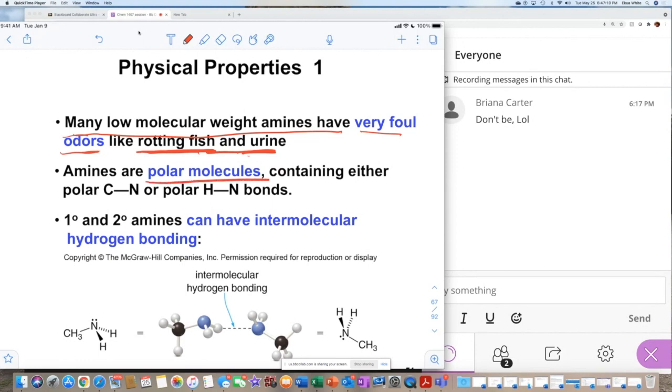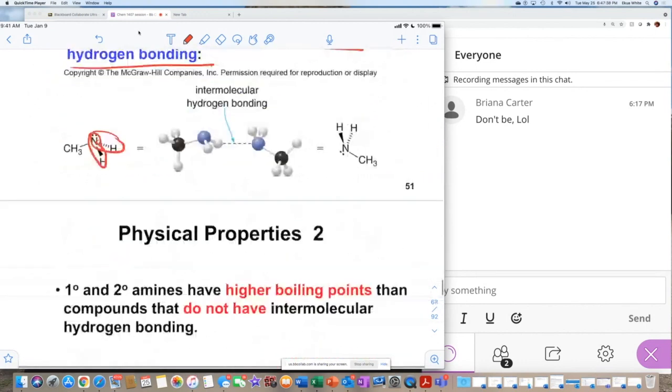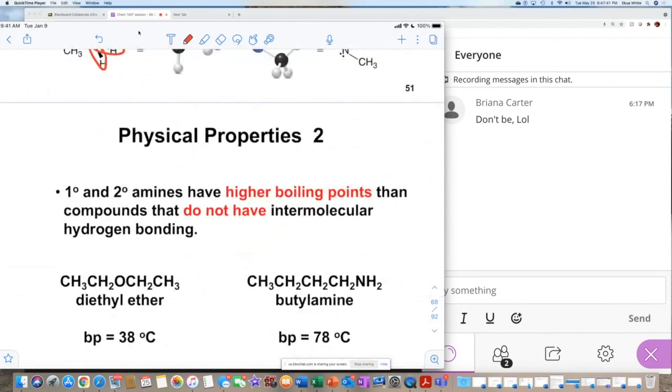Amines are polar compounds. They contain C-N and N-H bonds. So not only are they polar, they have intermolecular hydrogen bonding in your primary and secondary amines. As long as you have the N-H bond, you have that intermolecular hydrogen bonding. Right. So now we're going to compare amines with other chemicals. Primary and secondary amines, because they have those hydrogen bonds via the N-H bond, will have a higher boiling point than the other compounds that do not have intermolecular hydrogen bonding.